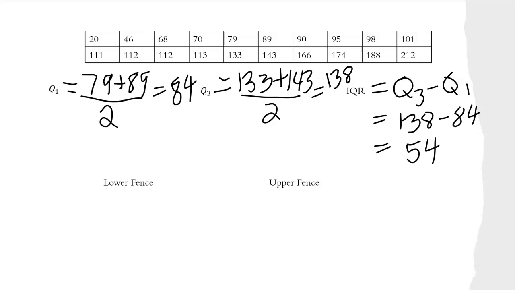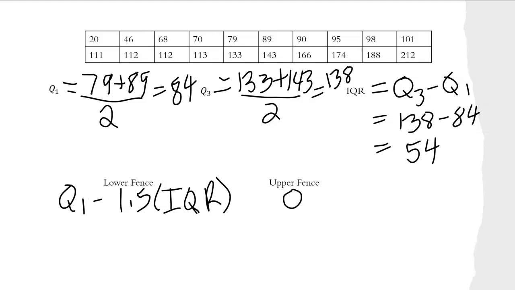And if you can recall, the formula for the lower fence is Q1 minus 1.5 times your IQR. And then your upper fence is going to be Q3 plus 1.5 times your IQR.